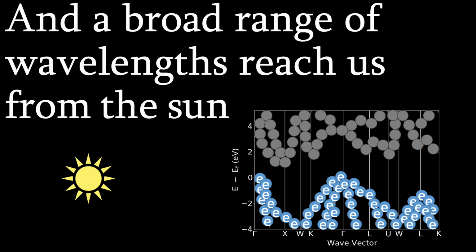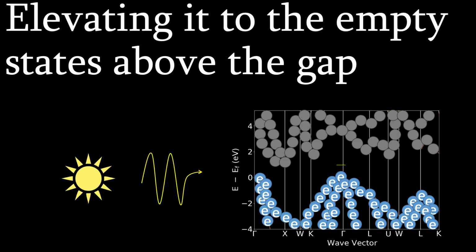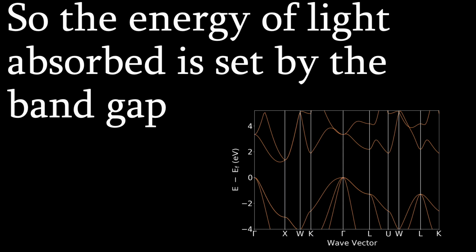and a broad range of wavelengths reaches from the sun. A photon with the right energy can be absorbed by an electron, elevating it to the empty states above the gap. Excitation begins first at the location with the smallest gap, so the energy of light absorbed is set by the band gap, which is why separate materials have distinct colors, by the way.